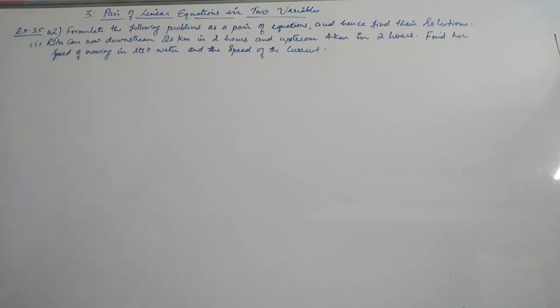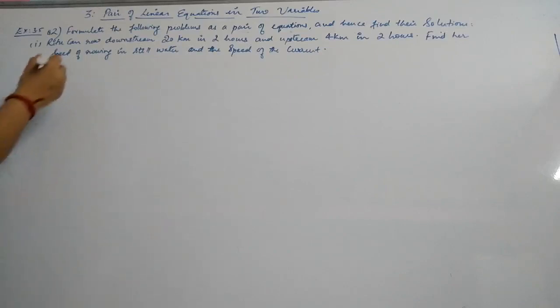Question number 2 of exercise 3.5 is: formulate the following problems as a pair of equations and hence find their solution. First question is, Ritu can row downstream 20 km in 2 hours and upstream 4 km in 2 hours. Find her speed of rowing in still water and the speed of the current. So whatever is asked, we will take as the variables x and y respectively.